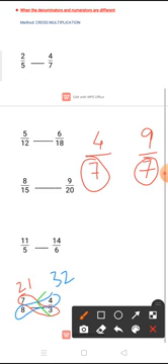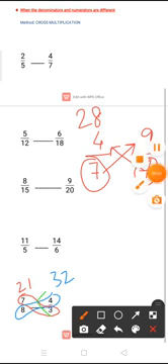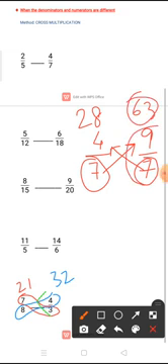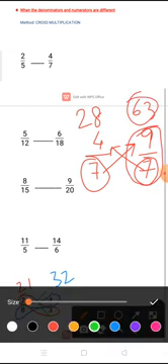What is the cross multiplication process? You have to multiply the second fraction's denominator with the first fraction's numerator and write it on top, and the first fraction's denominator with the second fraction's numerator and write it on top. 7 nines are 63. Which one is greater? 63 is greater. So 9/7 will be the greater fraction.